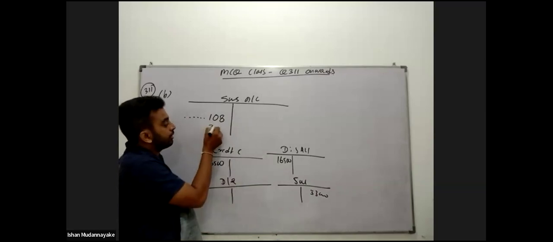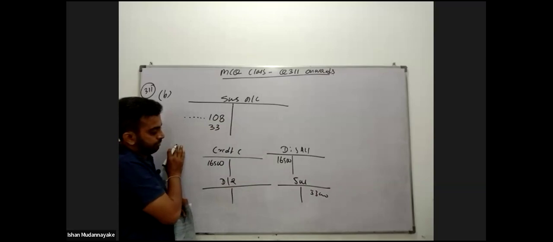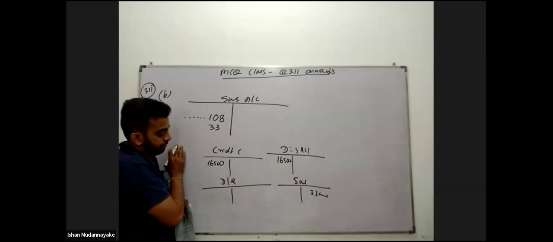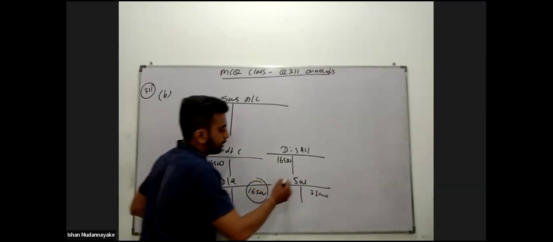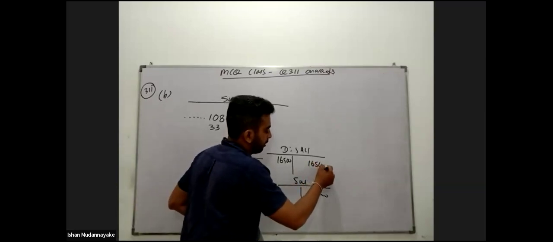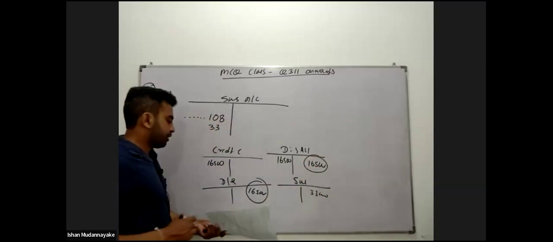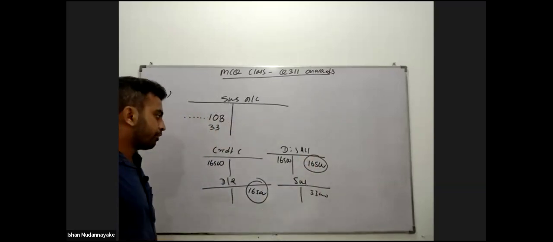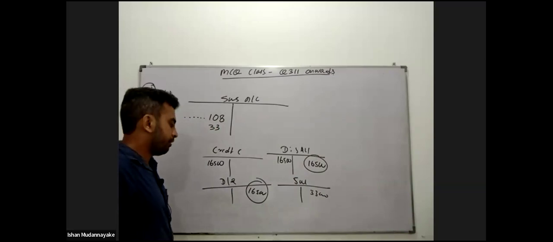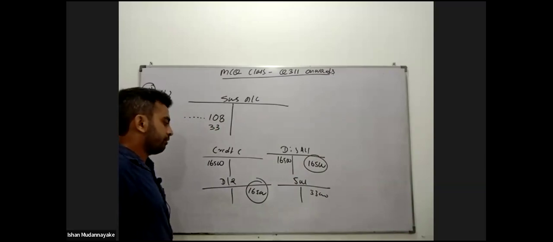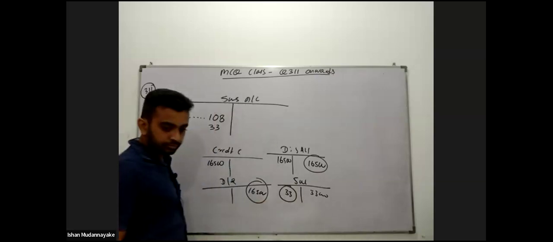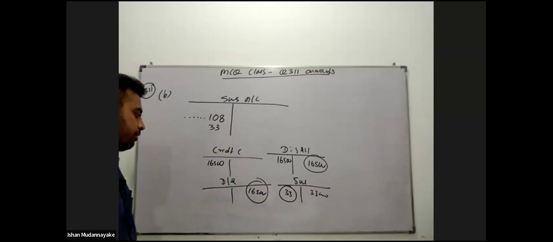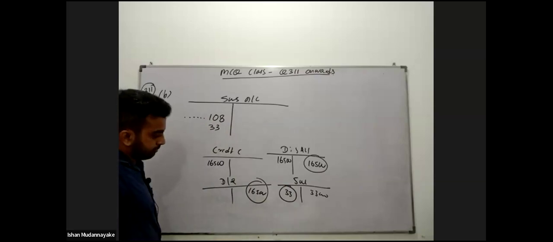Then how to correct this error? Suspense account debit 33,000. Discount received account credit 16,500. Discount allowed account credit 16,500. That's the correction entry. And then suspense account debit 33,000.